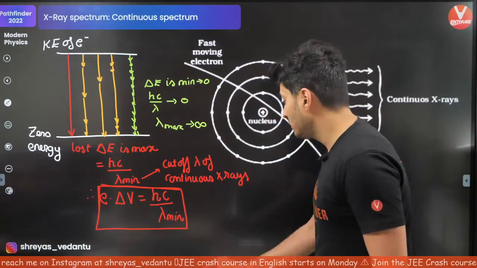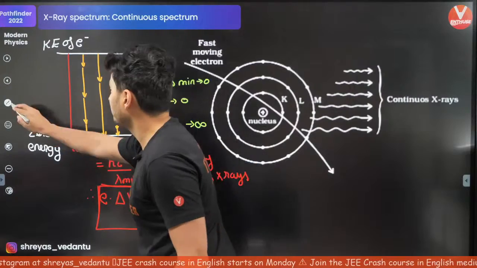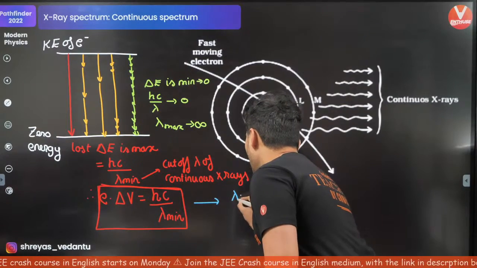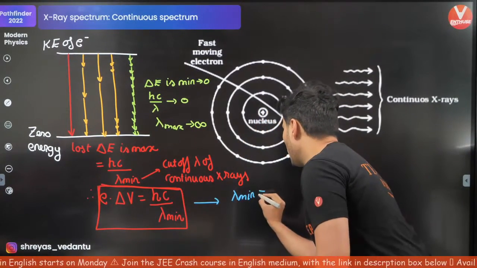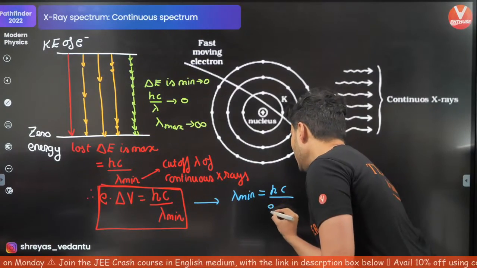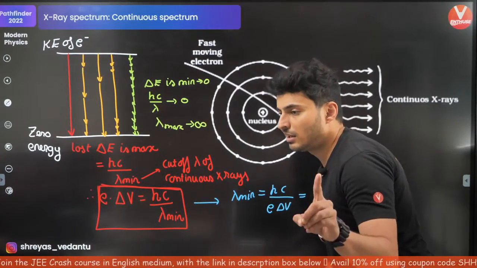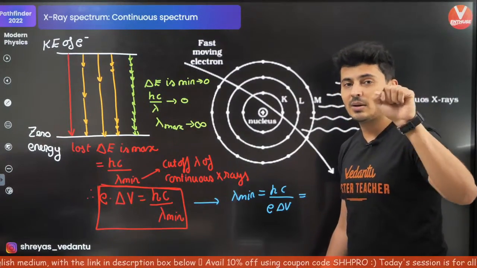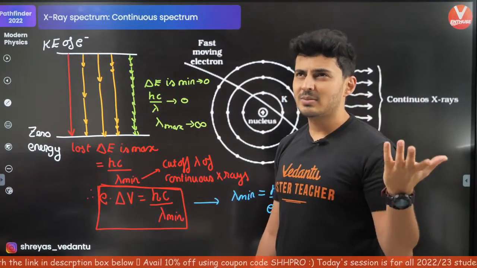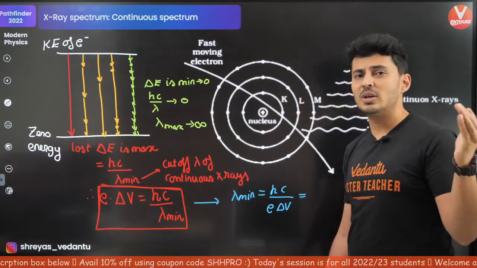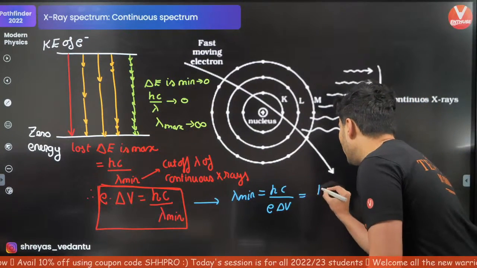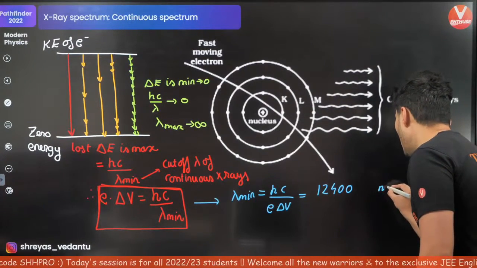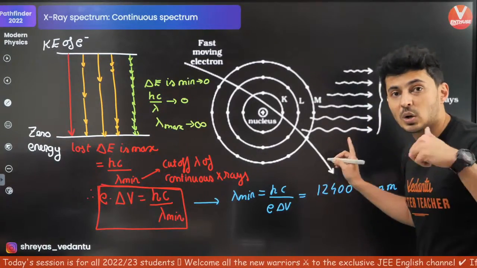Anyways, now if you rearrange this, what happens? You can see a very interesting thing. I'll just rearrange this, observe. So lambda minimum will be hc by e into delta V. Now if you remember, hc had the value of 1240 if you express it in nanometers, and if it was in Angstrom, it was 12400. So you can write it as 12400. This will give you the answer in nanometers, but this will be in electron volt.